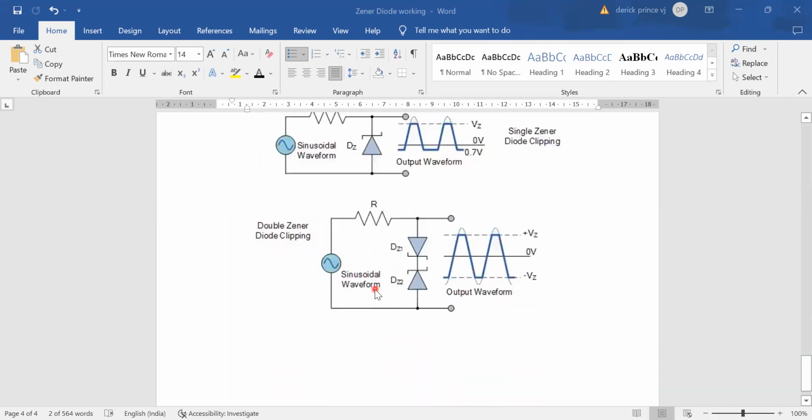So that's the short introduction and the working principle of the Zener. We still have more characteristics about the Zener, which can be seen in the next class. So this is only about the symbol, working of a Zener and its VI characteristics with its applications.